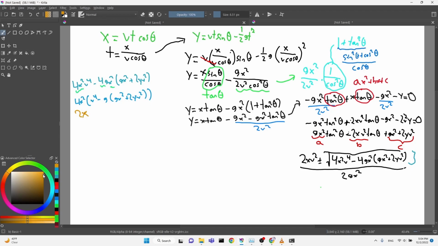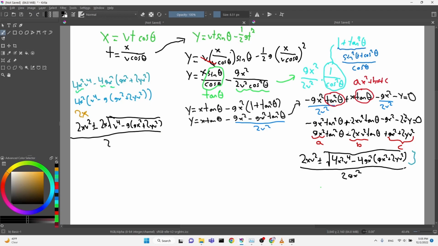So I'm just going to rewrite the entire quadratic equation again. We have 2xv squared plus or minus. Remember, the thing we moved out of the square root is the square root of 4x squared, 2x. Now we have v to the 4th minus g, and then gx squared plus 2yv squared, then all over 2gx squared.